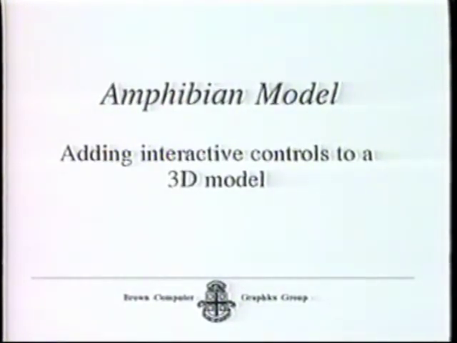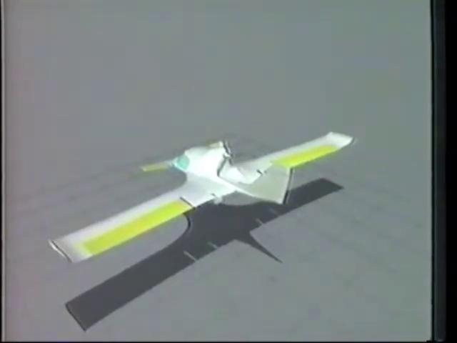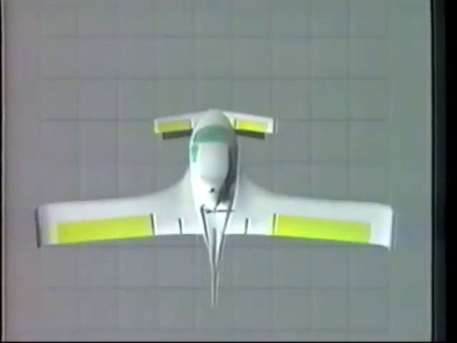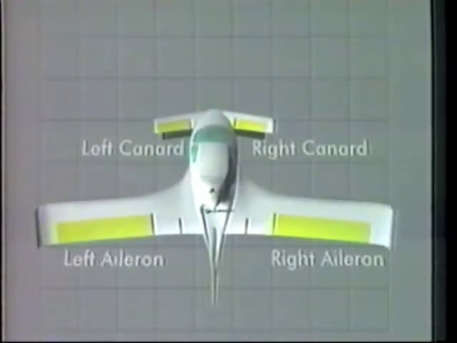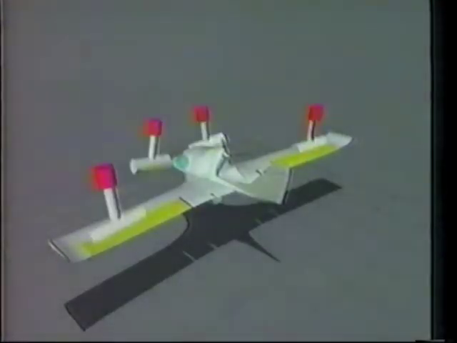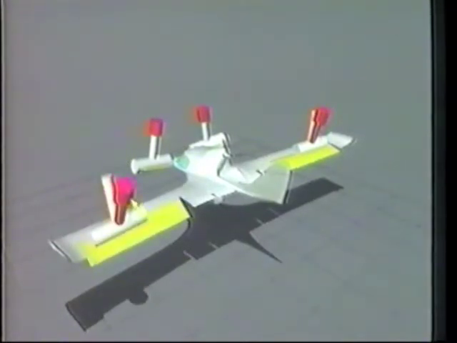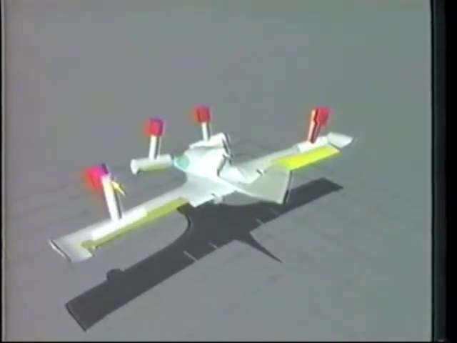In this segment, we show how to use our toolkit to embed interactive controls into a 3D scene. This model of an amphibian aircraft, created in our 3D modeler, has a number of control surfaces, ailerons on the wing and canards near the front. Pin joints have been defined between parts of the aircraft. When the user rotates the red handle of a joint widget, the attached control surface rotates about a single axis. With this model, users may only manipulate a single joint at a time.